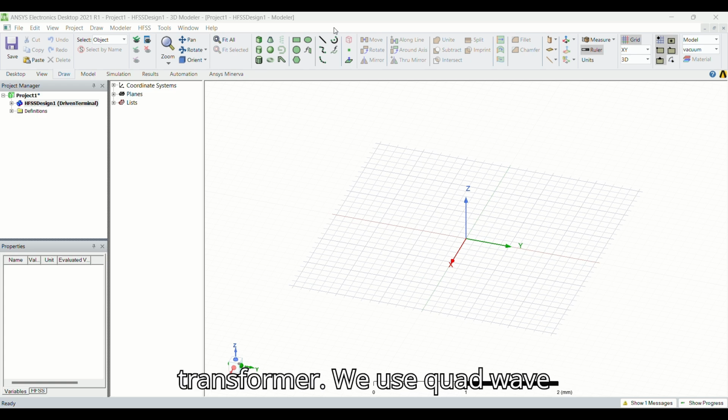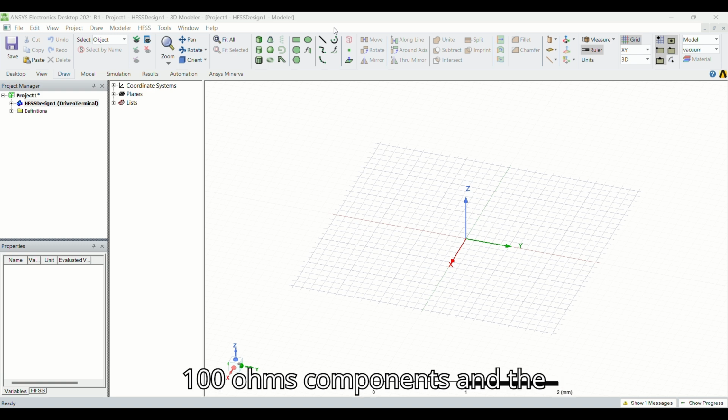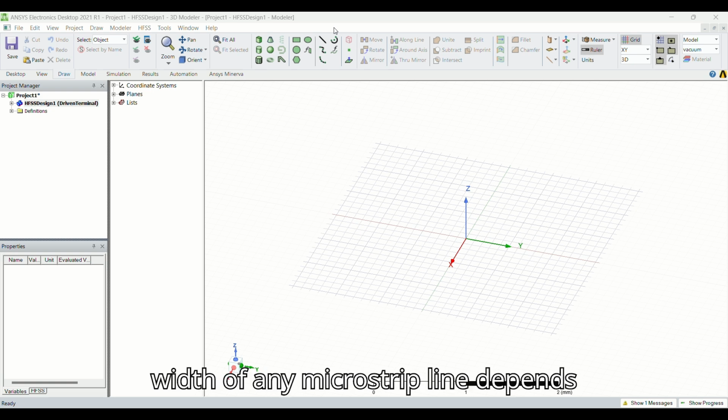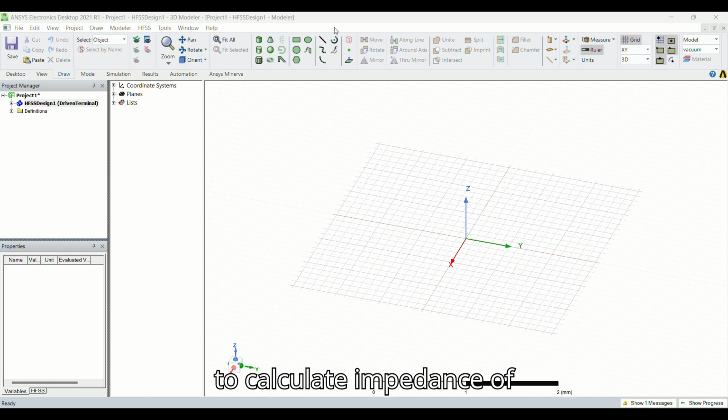We use a quarter wave transformer in between these 50 and 100 ohm components, and the length of the QWT is lambda by 4, and the width of any microstrip line depends upon the impedance. So we will see how to calculate the impedance of the QWT.